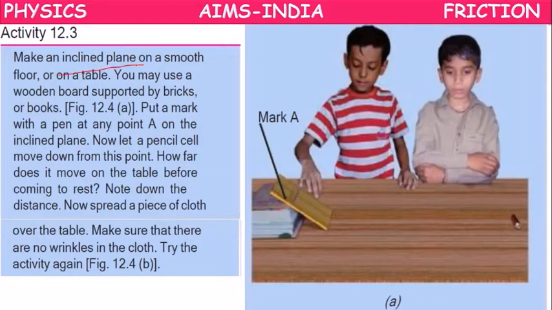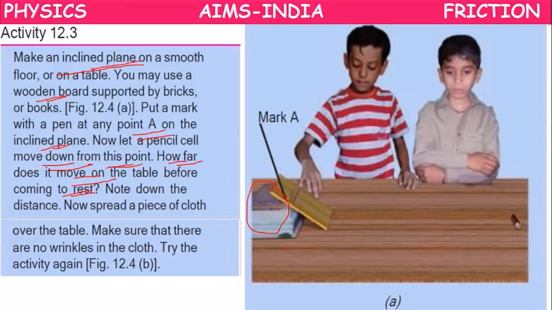So we have to make an inclined plane on a smooth floor or on a table. With a wooden board supported by books or bricks, we can make an inclined plane. Put a point A on the inclined plane. Now a pencil cell moves down from this point. How far does it move on the table before coming to rest? We have to note that down.